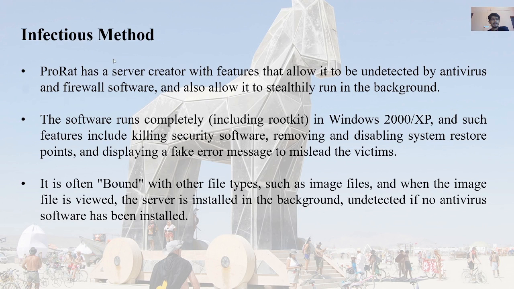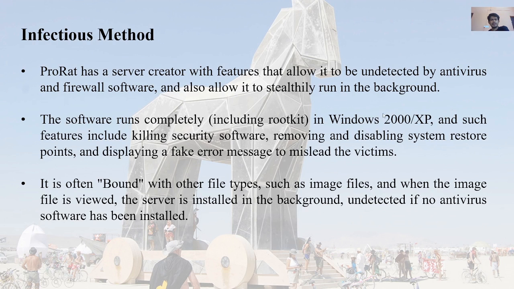Then we can see the method. ProRat has a server creator with features that allow it to be undetected by antivirus and firewall software, and it also allows it to stealthily run in the background. That is the server creator. ProRat has a server creator with certain features that make it difficult for the antivirus to detect it, and it runs in the background, so the victim doesn't know that something is running.